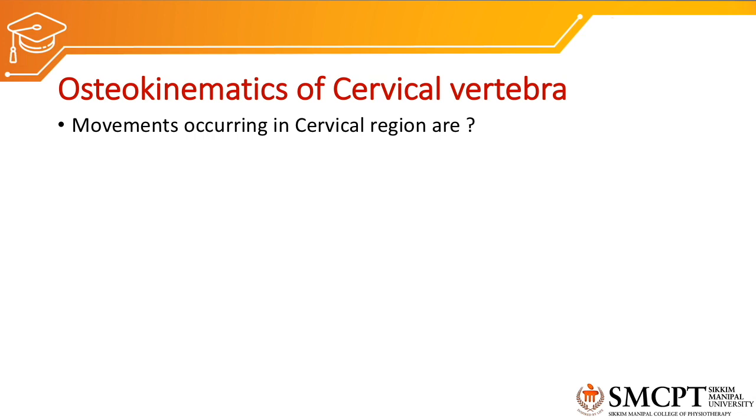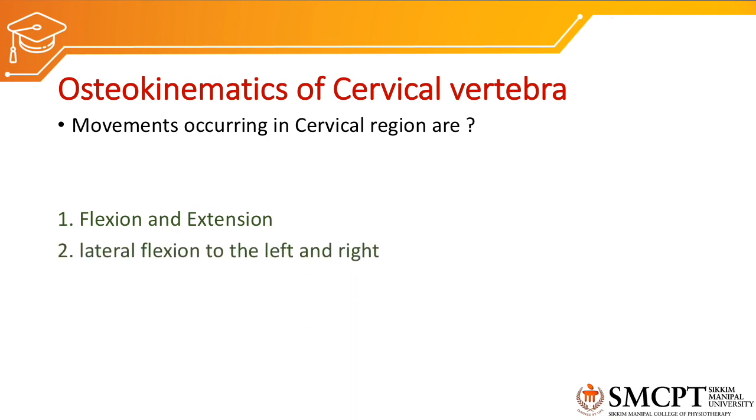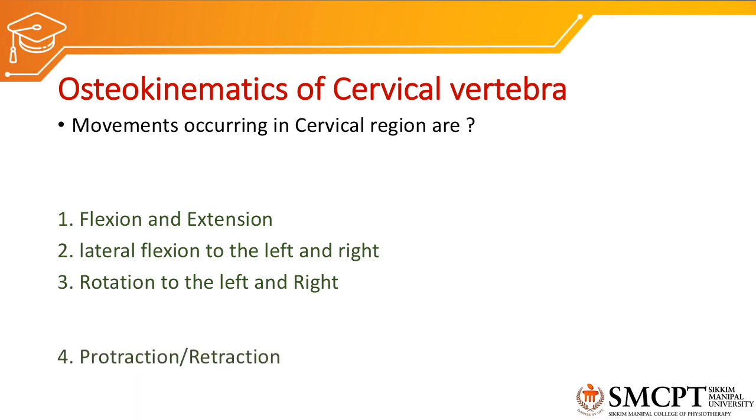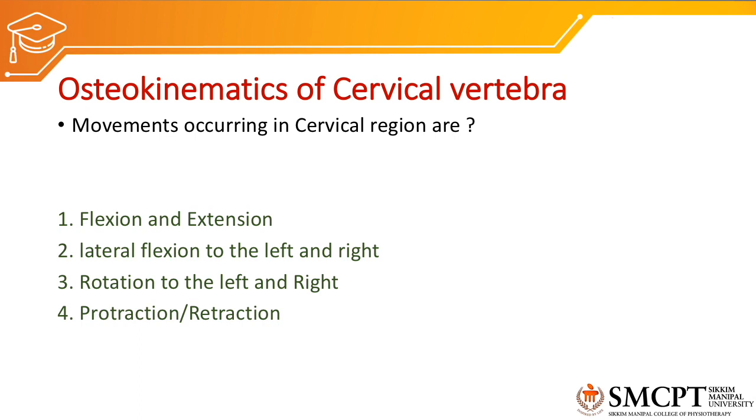So what are the movements occurring at the cervical region? Number one, it is flexion and extension. Second one is lateral flexion to the left and lateral flexion to the right. You can also call it side flexion. Third one is rotation to the left or rotation to the right. And the fourth movement that occurs is protraction of the cervical vertebra and retraction of the cervical vertebra. So the first point we have discussed is the movement occurring at the cervical vertebra.